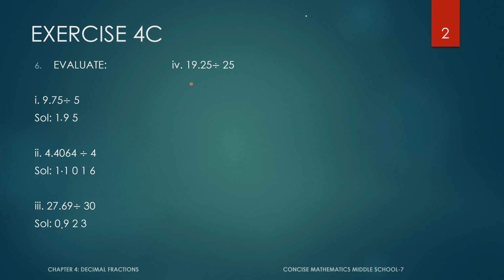Okay, let's move on to the next one. 19.25 divided by 25. So we are going to divide by neglecting this decimal point as 1925 divided by 25. You will get 77. Now you have to move 2 points towards the left side, because after this point you are having two numbers. So imagine a point over here, 1 2. So 0.77 will be the answer.